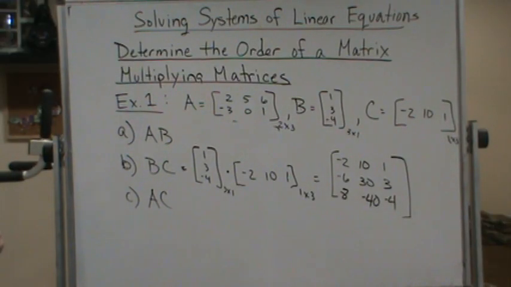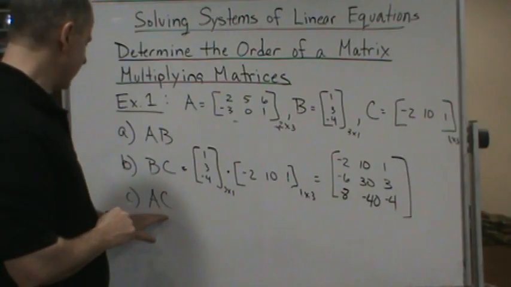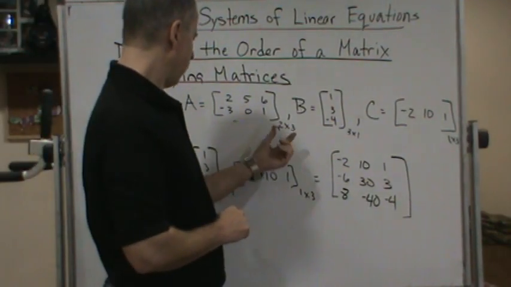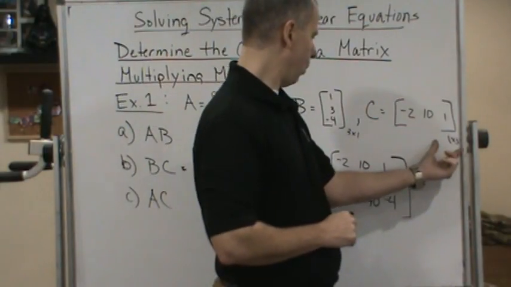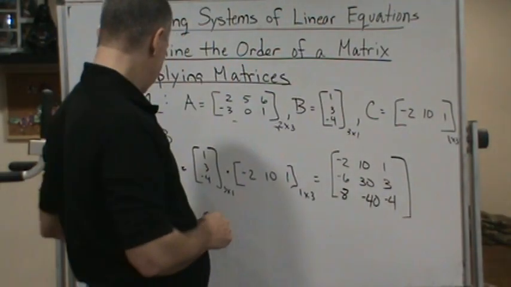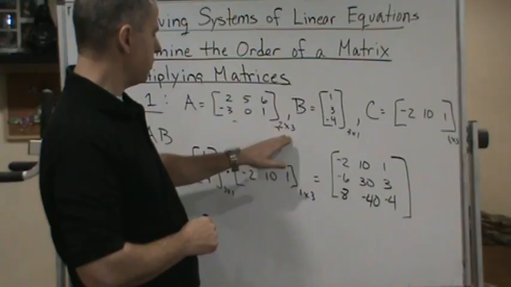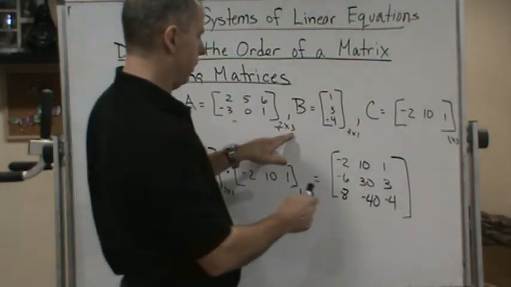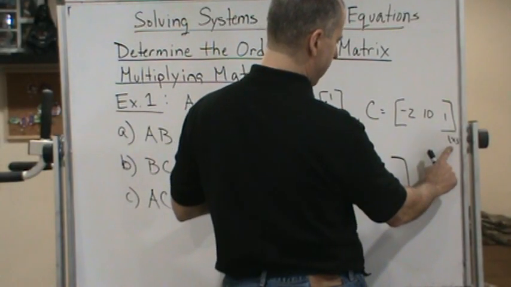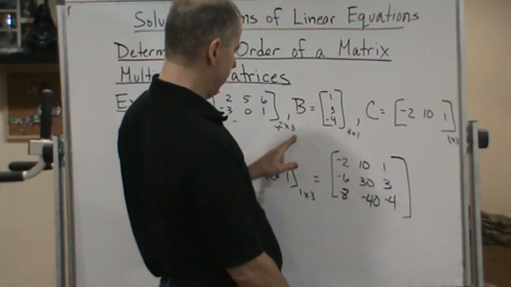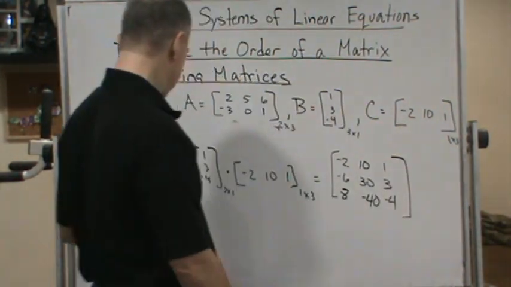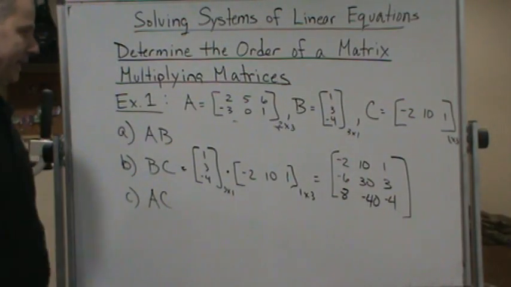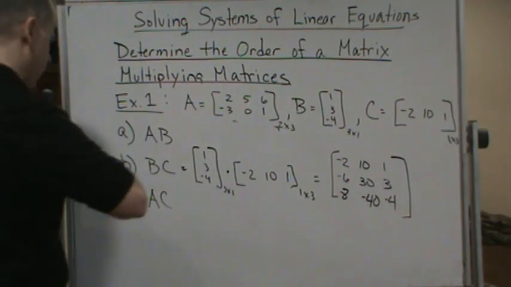All right, A and C. Now AC, the product AC, let's look at the order, right? So we've got 2 by 3, 1 by 3. Well, we can't do it in this order because the inner dimensions don't match. The number of columns of A don't match the number of rows in C, so we cannot do AC. AC, we can't do it.